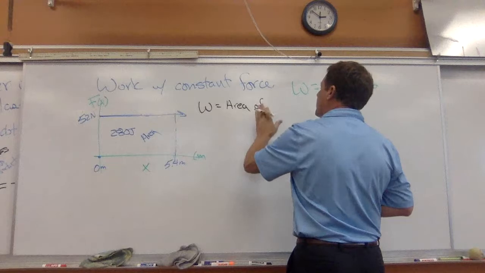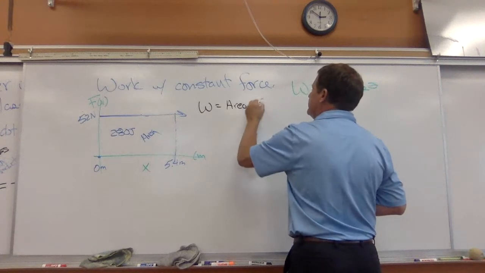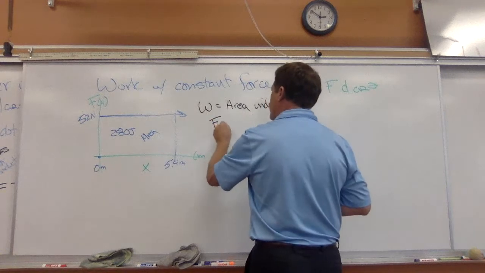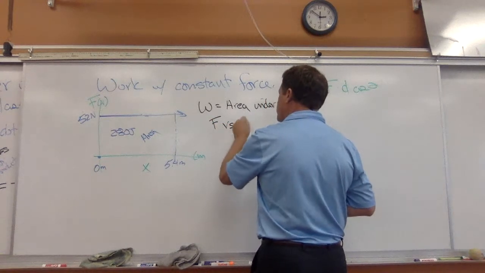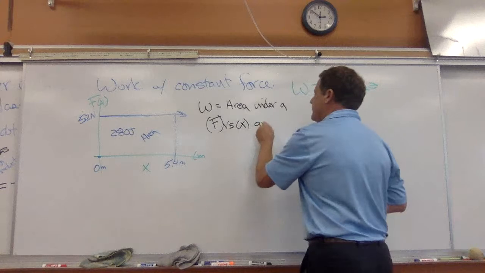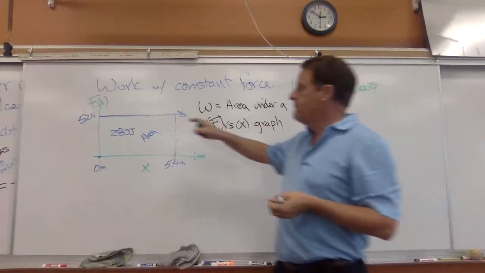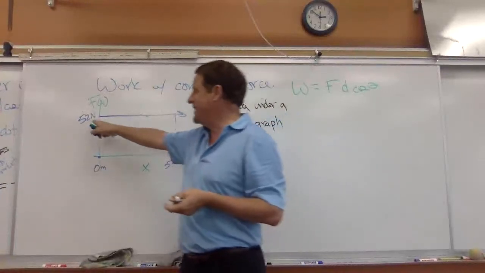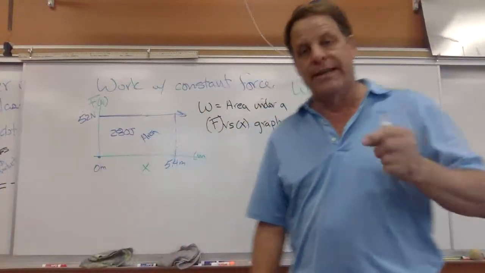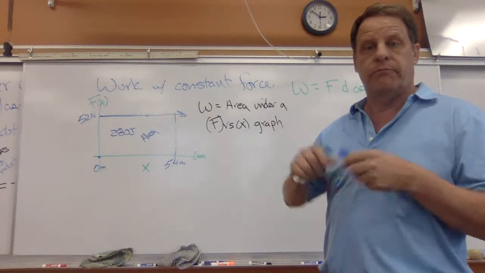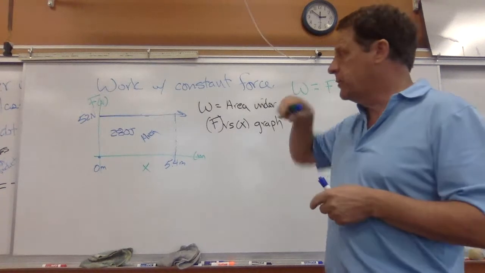under a force versus displacement graph. So if we have a constant force, as in this case of 52 newtons, that is going to be just a simple length times width. And that's what we have.